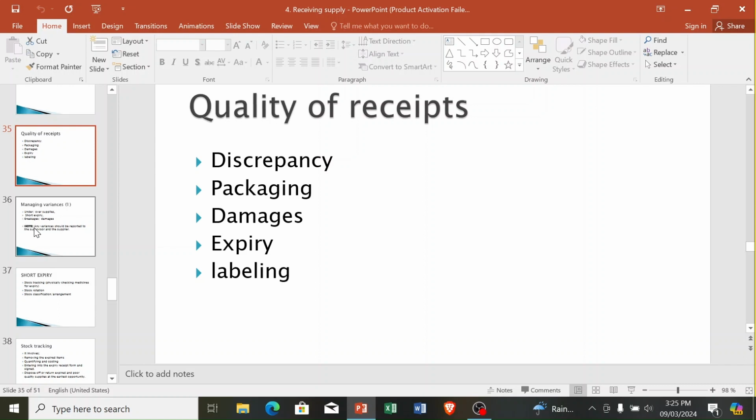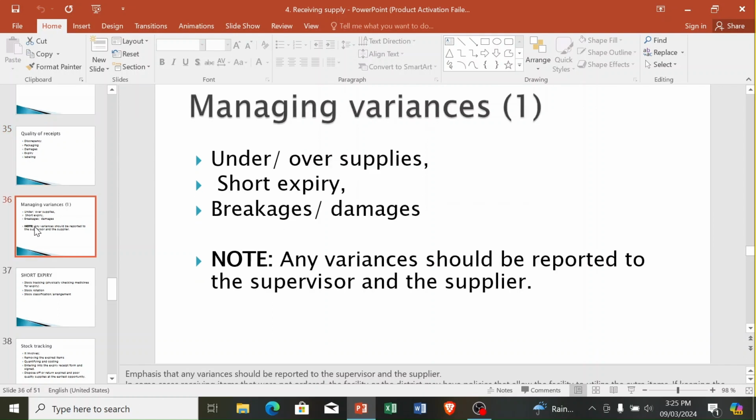A receipt should include those items that got expired, those items that were damaged, so that we do not pay for them, or they should tell us that we did not pay for the damaged ones, and this is the number of those that were damaged, and this is the number of those that were not damaged. So how do we manage for variances?